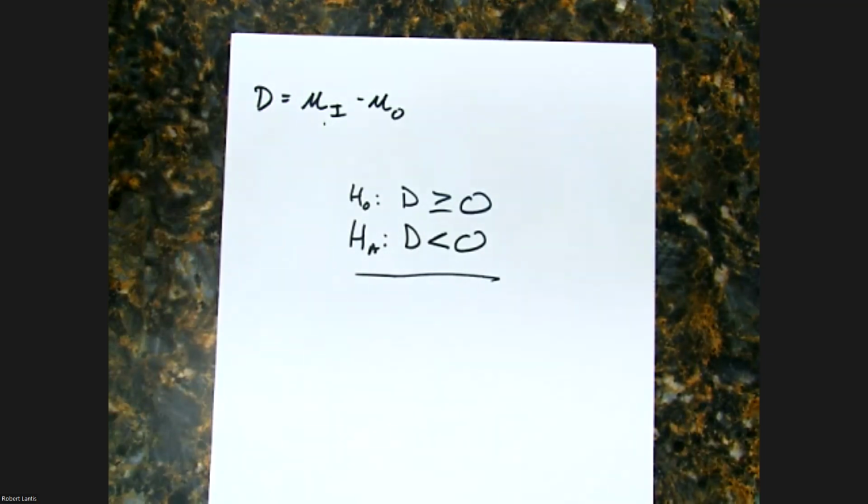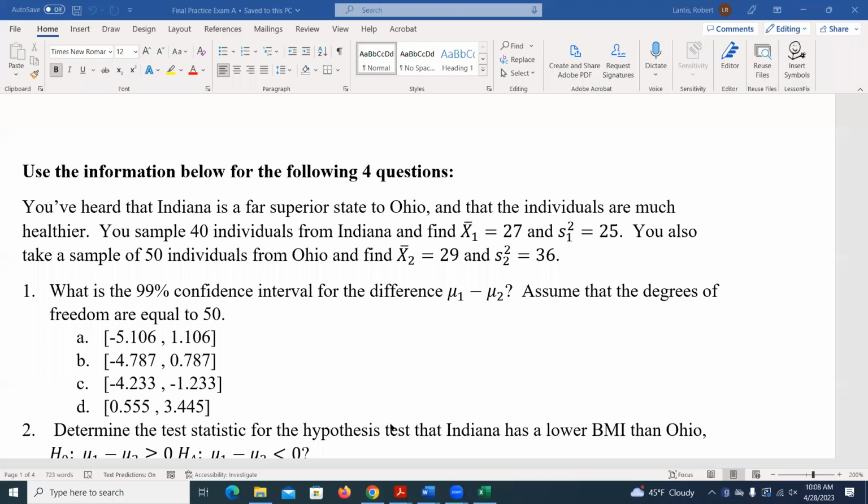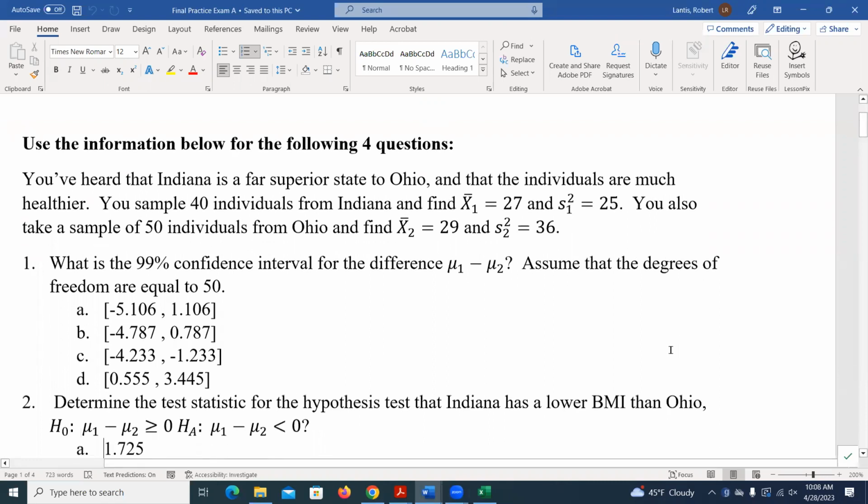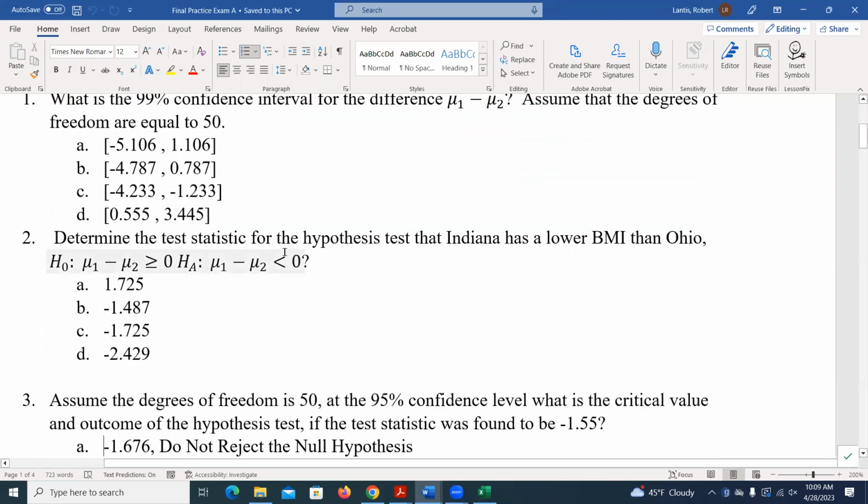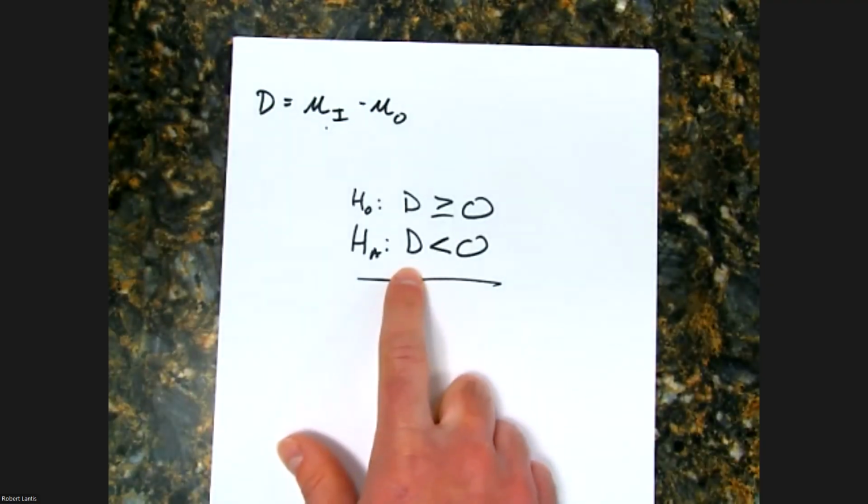So one of the questions I could add in here is, instead of just directly giving you this null and alternative hypothesis, I could have separated it into 2 questions. The first one being, suppose you want to test for whether or not Indiana has a lower BMI than Ohio. What are the null and alternative hypotheses? Whatever you're trying to test for, whether or not Indiana has a lower BMI, that is your alternative hypothesis.